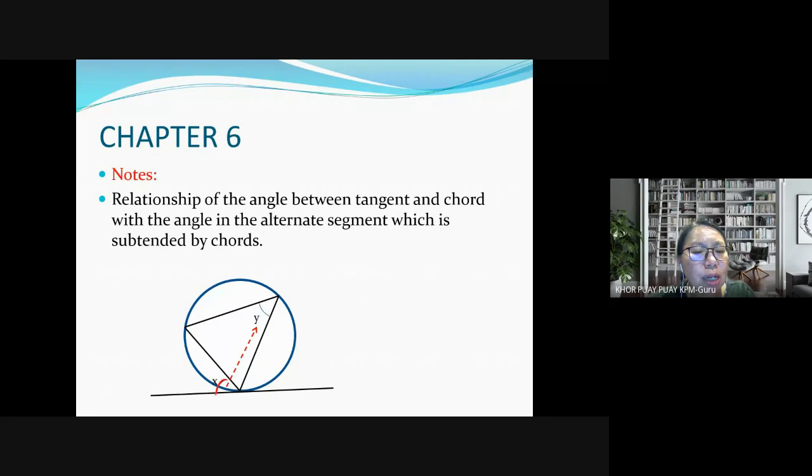The outside exterior angle is always equal to the inside but opposite. It cannot be opposite here. Cannot. No. Why? Because this line is just at the side of your x. It must be the other line, not at the side of your x. Okay? So make sure you know which angle is the same.